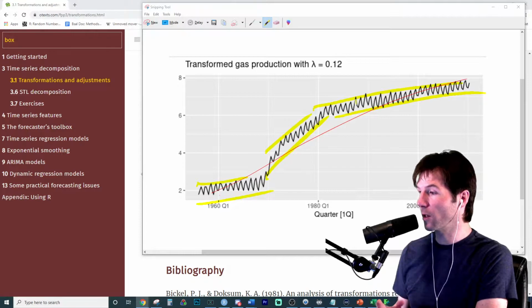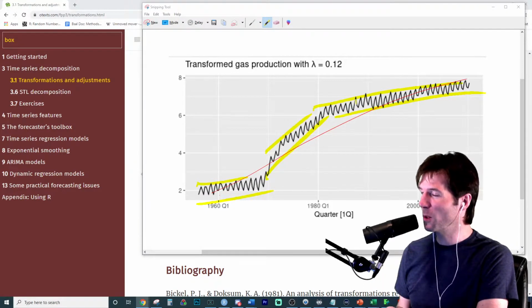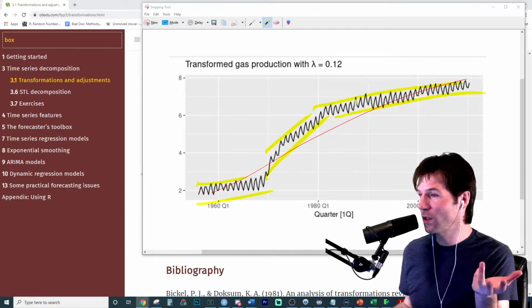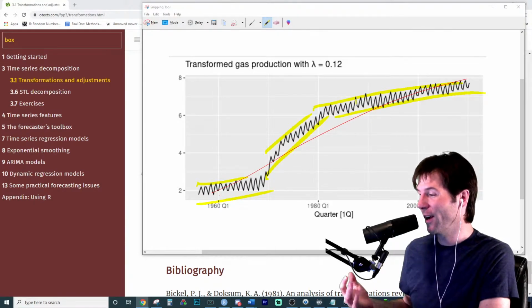Then we have the red line going through it saying it's somewhat linear. I know it's not perfect. Transformations don't fix the world. This is real data. Oh yeah, homoscedasticity.